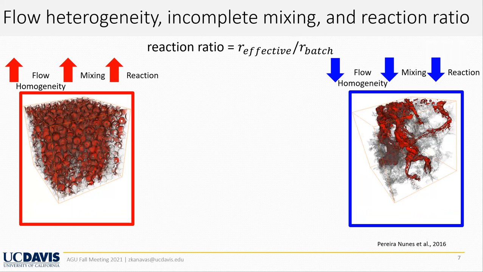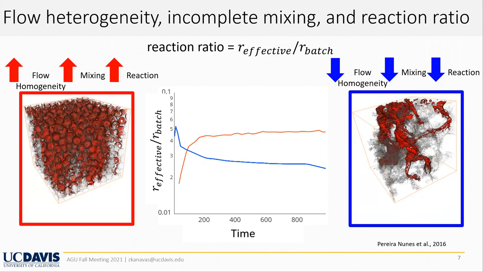In the uniform sample, the high flow homogeneity results in a higher mixing potential and increases reaction. For the complex sample, the low flow homogeneity locally restricts the mixing potential to the boundary of the mobile region and results in low reaction.